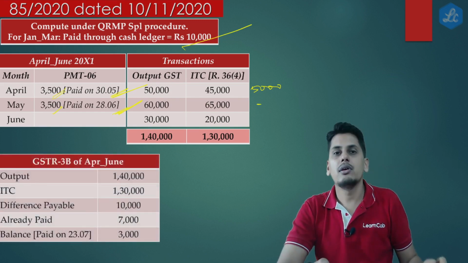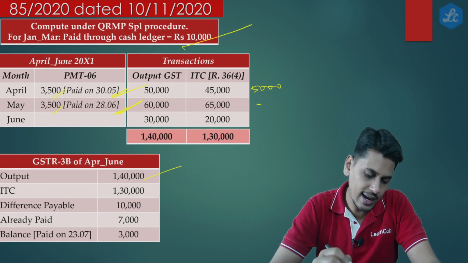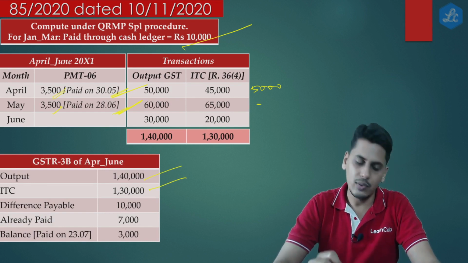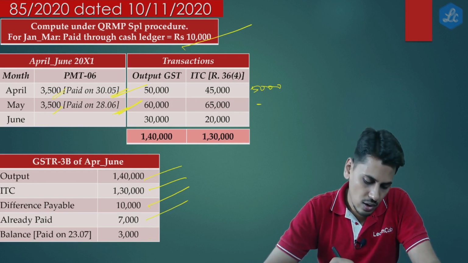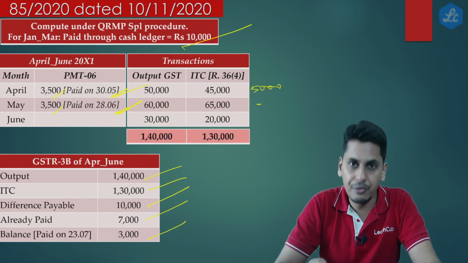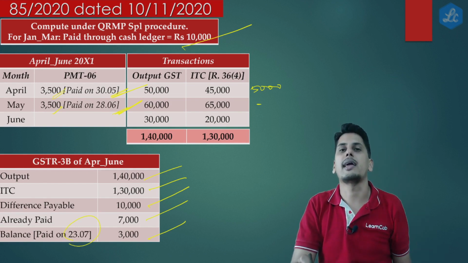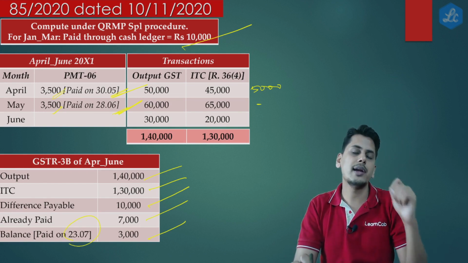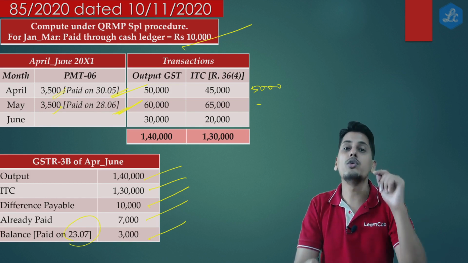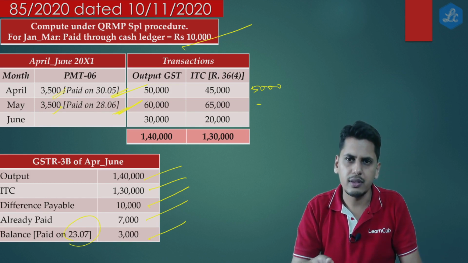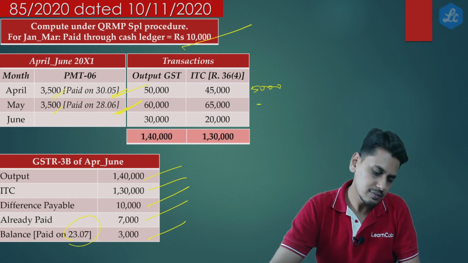So friends, now when we compute for the entire quarter April to June, total liability 140, ITC is 130, difference payable is 10, already deposited is 7. What you end up paying through cash ledger further is 3, and this 3,000 is paid on 23rd of July. Assuming this to be a category A state, your due date was 22nd of July. Is any interest payable? The answer is yes, interest is payable.